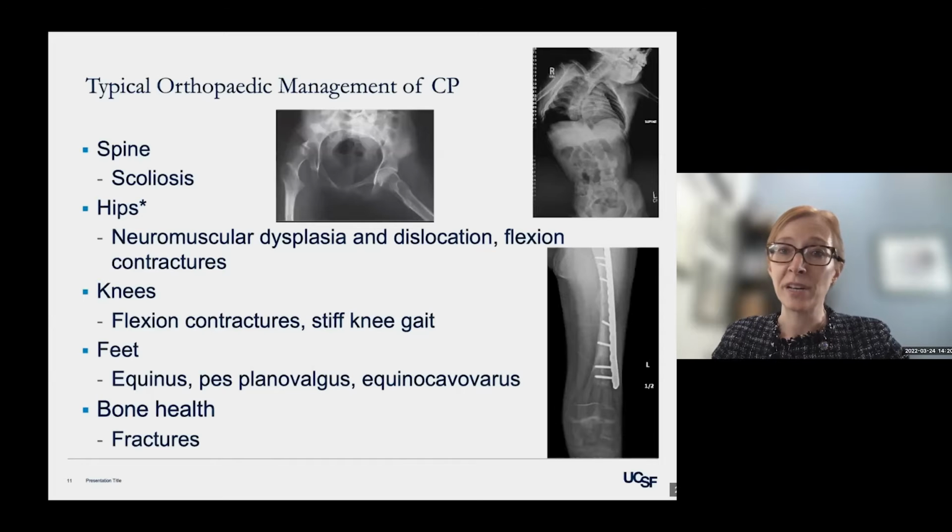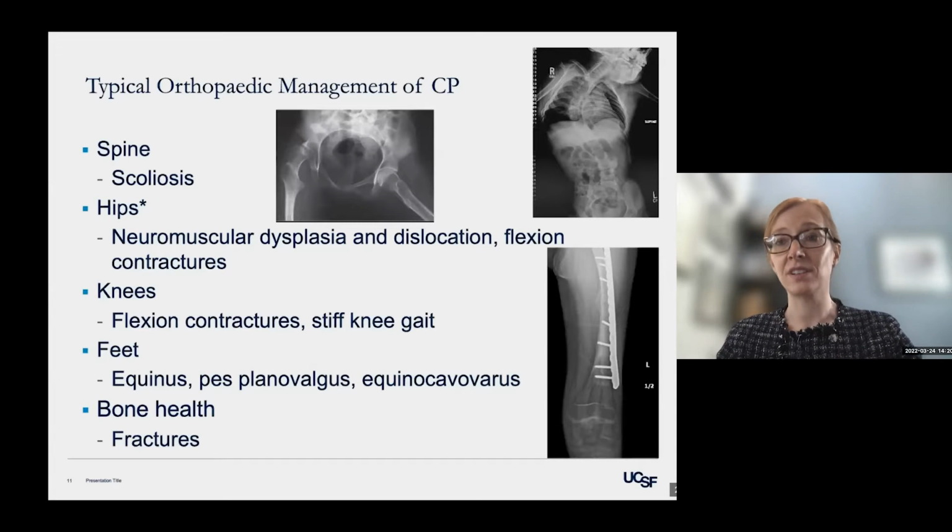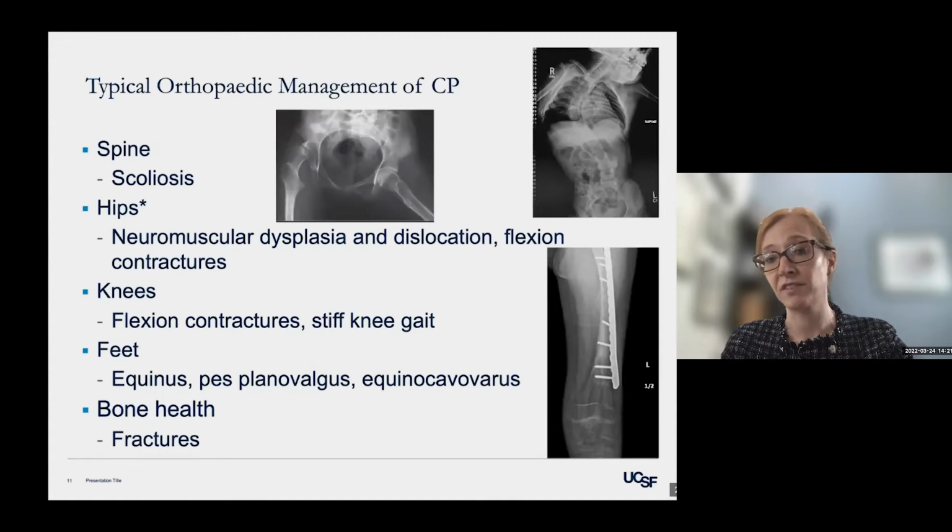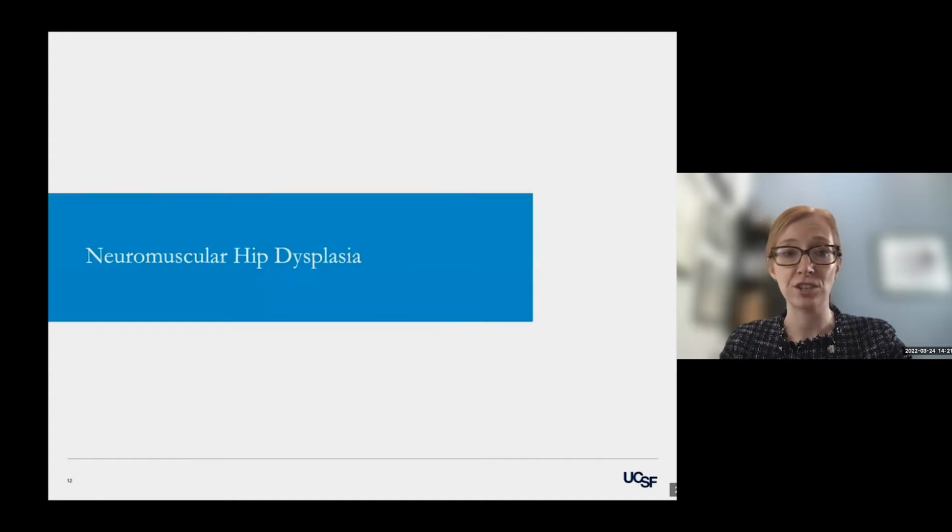The typical orthopedic management of cerebral palsy includes a lot of different things. So we're looking at the spine for scoliosis. We're looking at their hips to find neuromuscular dysplasia and dislocation or hip flexion contractures. We look at their knees, where we often see flexion contractures or a stiff knee gait. We look at their feet, which often have equinus contractures, pes planovalgus, or even equinocavovarus. And we look at their bone health as well, because these kids are very at risk for fractures.